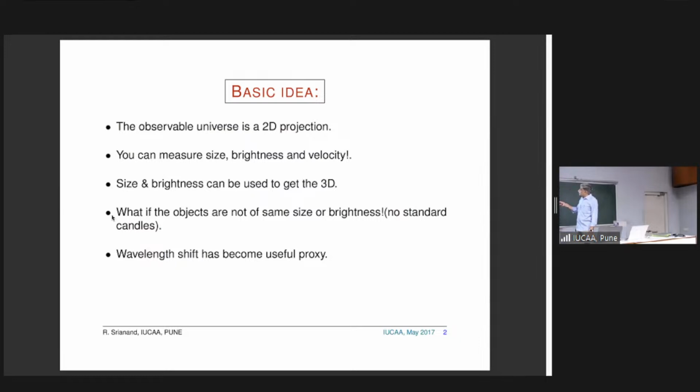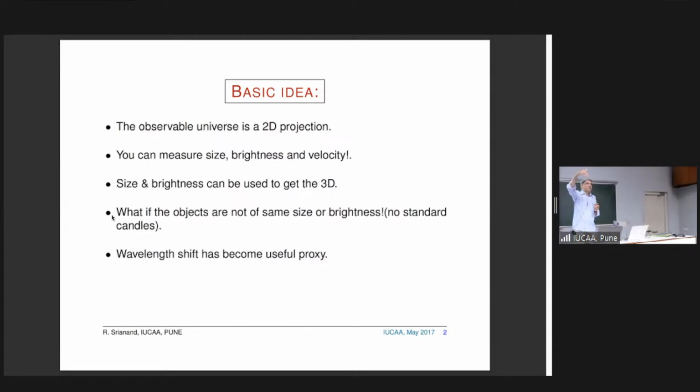Size and brightness can be used to get the 3 dimension, right? This is the problem. For example, if I declare now all objects in the sky have the same brightness, intrinsic brightness or intrinsic luminosity, all objects emit the same amount of light per unit time, then you can reconstruct the depth.